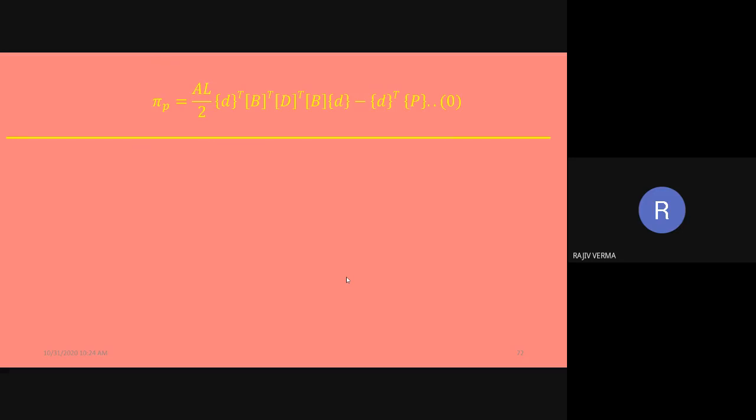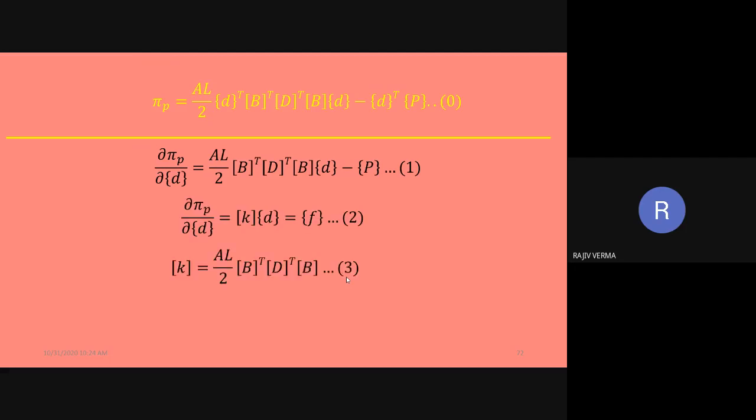Now here is basically a shortcut. Supposing you can represent the energy of the system in a matrix form given by equation number 0, then if you simply differentiate it with respect to the D vector, D obviously being the degrees of freedom or the unknowns, what you get is equation number 1, where the three terms, that is B transpose, D transpose and B, are being clubbed together to give you the stiffness matrix.